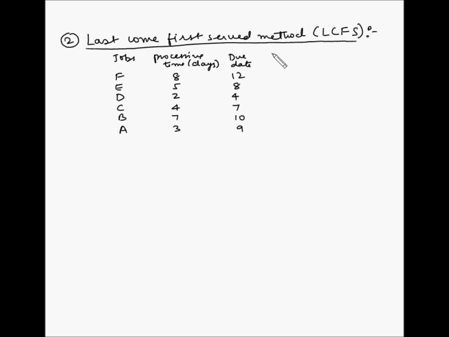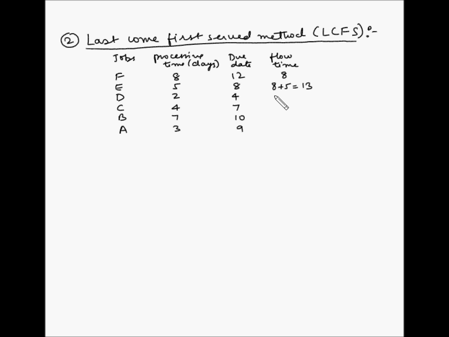Now let's find out the flow time for this sequence. So job F will be starting first and it takes 8 days to process. So job F will be finished by the 8th day. Now once job F is finished, job E will be processed. So E will start on the 8th day and take 5 more days. So E will be finished by the 13th day.